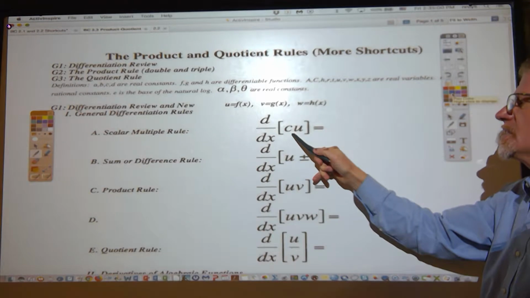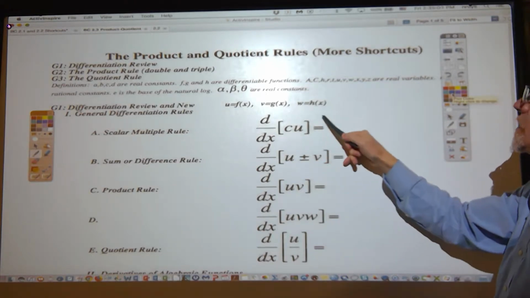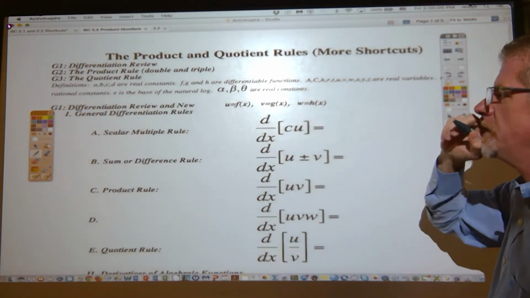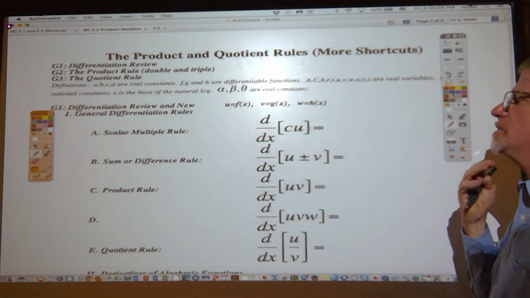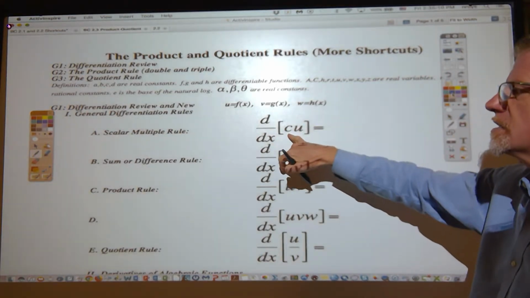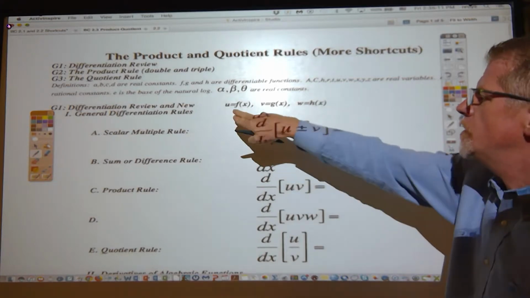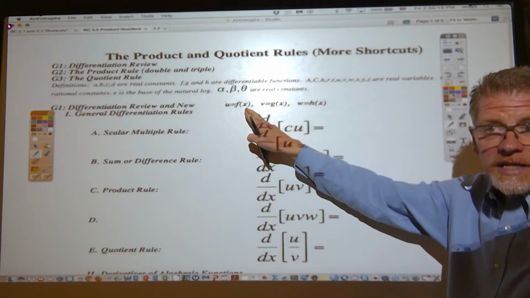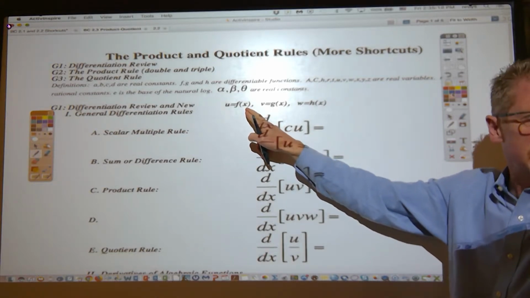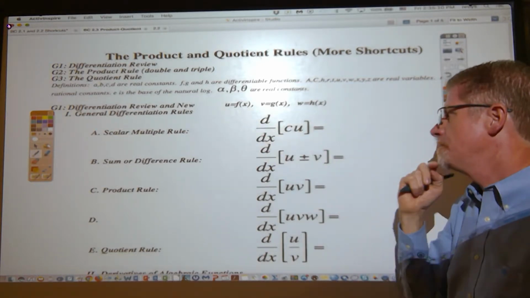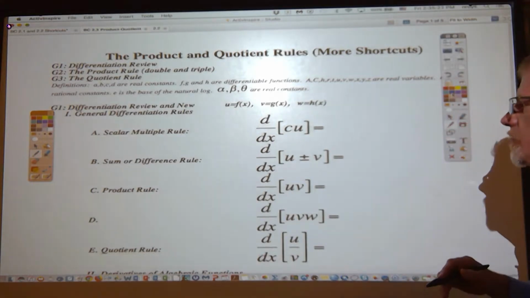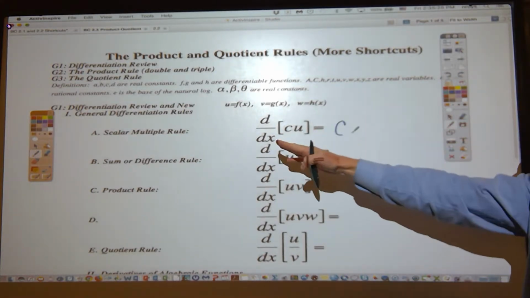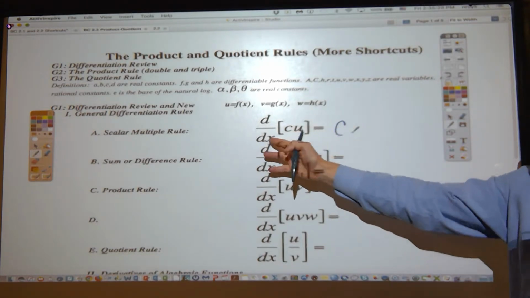Did anyone name C when it was born? Lowercase c, yep. It has meaning, it's a symbol with meaning. Someone defined it as a real constant. So C is a constant. U is defined right here as a function of x. So U could be sine x, it could be e to the x. It's just some function of x. So if you want to write down the answer the short way, C comes out front. C is a constant. It's a scalar multiple.